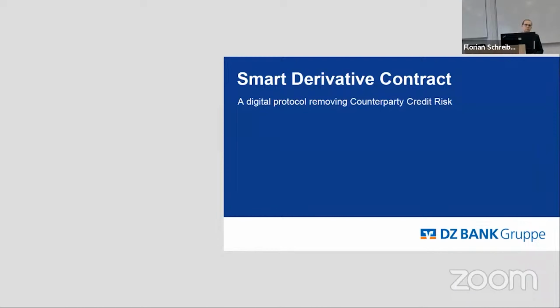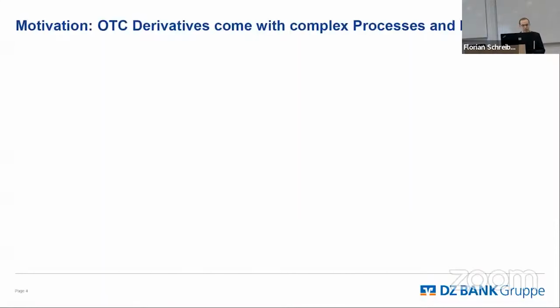Smart derivative contract is a protocol removing counterparty credit risk. So it's not only about digitizing some existing process. You can see this as a new form of a capital markets-based product. You can trade this the way you've already done so far with other OTC derivatives. But this product has an important distinction: it comes totally as software. So where are we coming from, what was the motivation to design such a product?